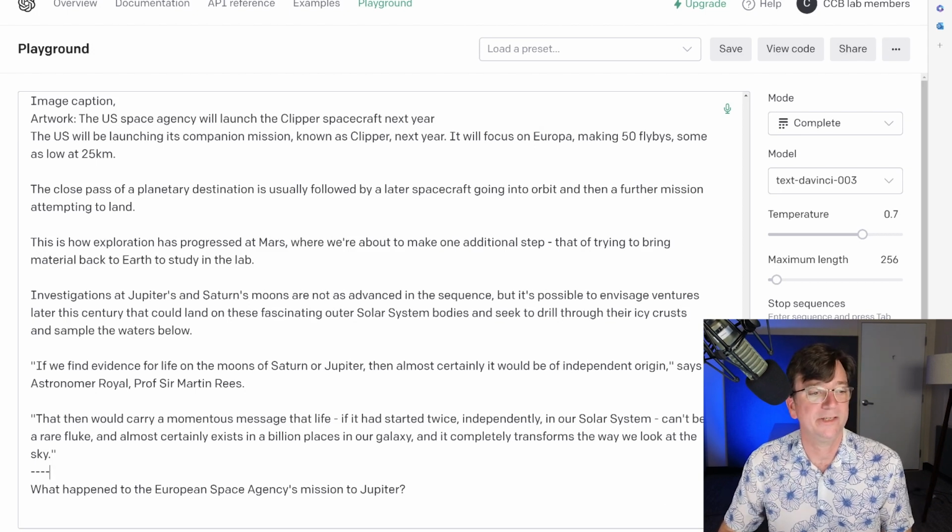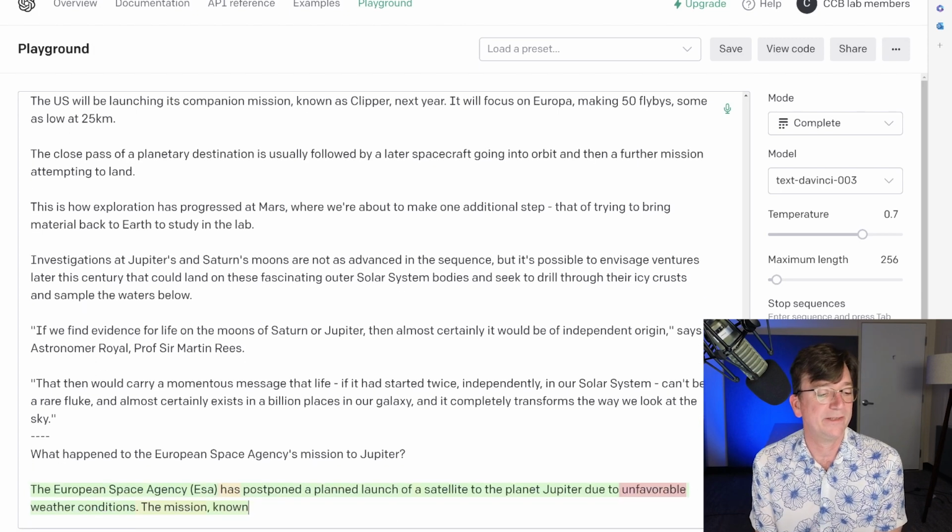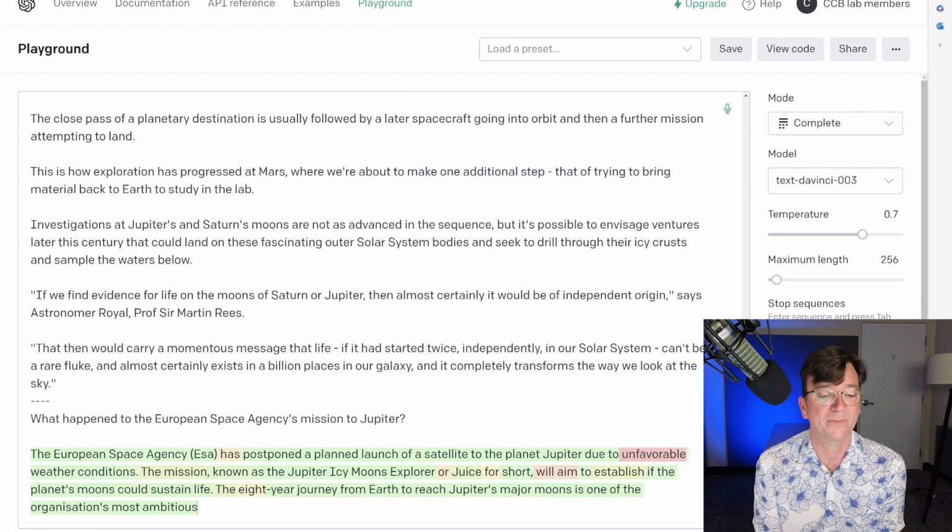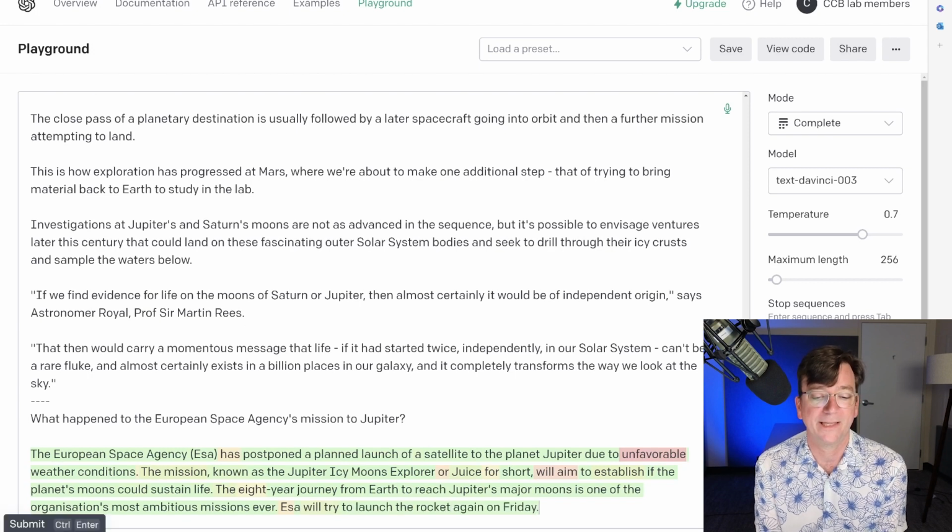Now it's able to condition on this contemporary information that I gave it, and I'm asking it what happened to the European Space Agency's mission to Jupiter. And its response now says the ESA has postponed a planned launch of a satellite to the planet Jupiter due to unfavorable weather conditions. The mission, known as JUICE for short, will aim to establish that the planet's moon could sustain life. The 8-year journey from et cetera, et cetera. So now it is able to take that information into account.